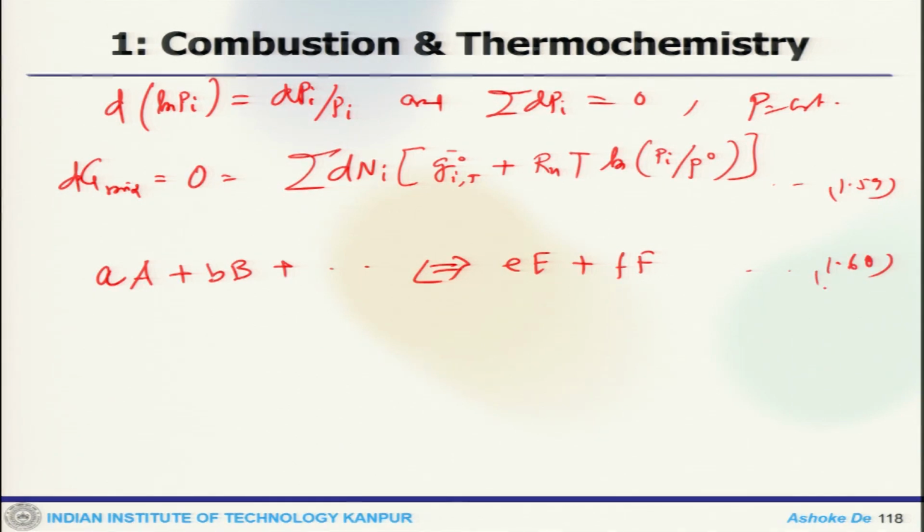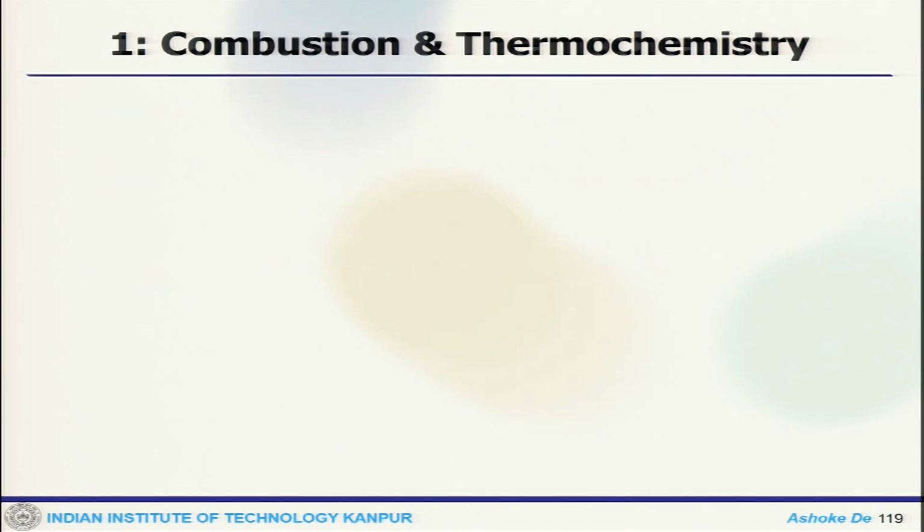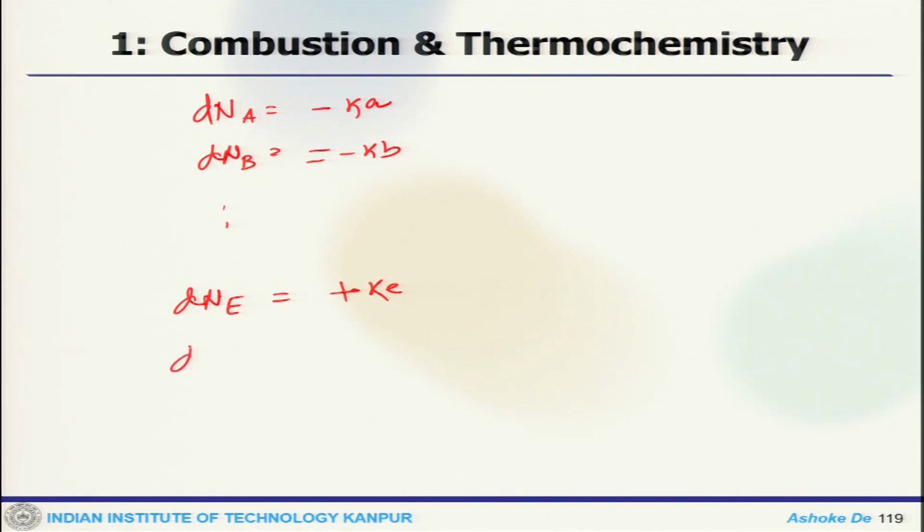For a general system, one can write aA plus bB equals eE plus fF, something like that. So, one can define a very generic system and do that. The change in the number of each species is proportional to its stoichiometric coefficient. So, dN_A would be minus kappa a, dN_B would be minus kappa b, and so on, dN_E would be kappa e, dN_F kappa f, like that.